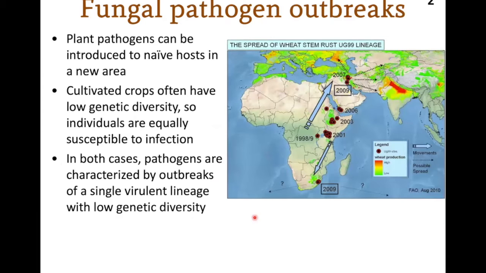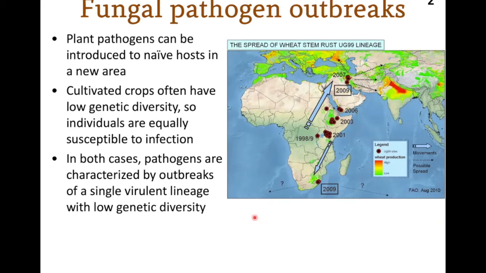And now what I'm talking about is fungal pathogen outbreaks. There's a couple of ways that you can get outbreaks of fungal pathogens. First, a fungal pathogen can be introduced to a naive host in a new area. In Aotearoa, we're familiar with these kinds of dynamics because we don't have a lot of pathogens. For example, the myrtle rust pathogen that some of you may have heard of has been introduced into New Zealand. It's never been seen in New Zealand before. So we have a series of naive host plants that are potentially susceptible to myrtle rust that have never seen the disease and therefore never developed resistance to it.